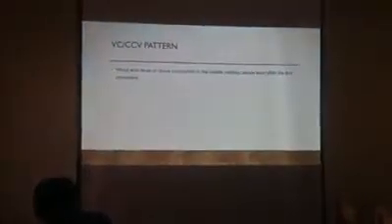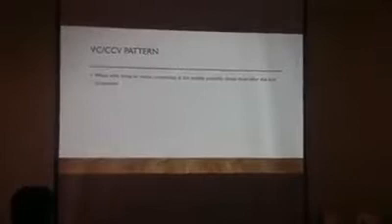The fourth one is VCCCV. A word with three or more consonants in the middle position. In the previous pattern, we had two consonants between vowels, and here, if there are more than two consonants, or we can say three or more consonants in the middle position, divide them after the first consonant. It is the rule for this pattern to divide the word after the first consonant. For example, monster.